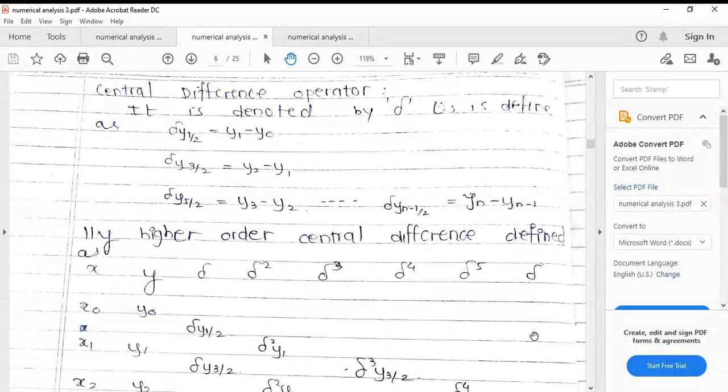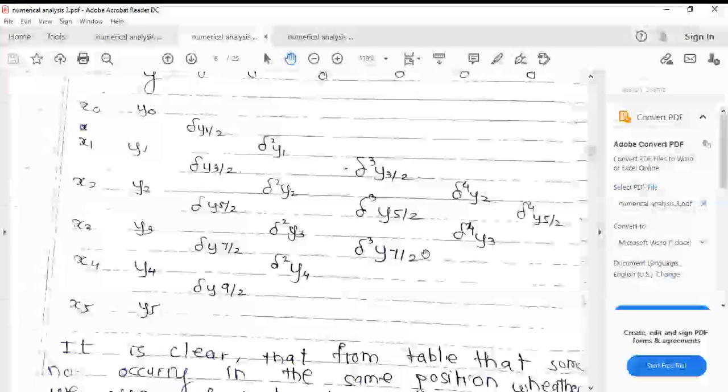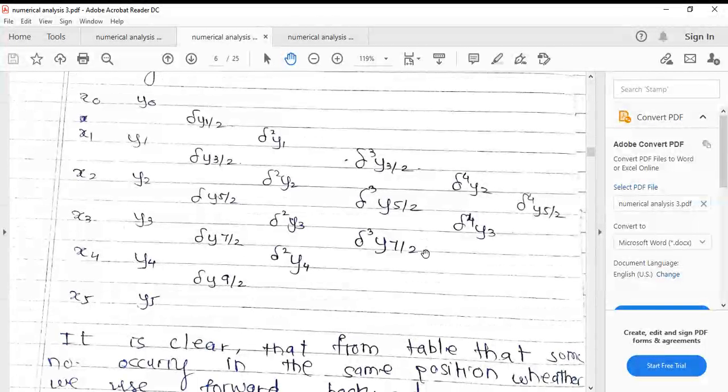Next is the central difference operator. In the central difference operator, what we have to do is write small delta y half as y1 minus y naught. So what is the formula for this? In general, we can write it as delta y n minus half is yn minus yn minus 1. So this is our table.